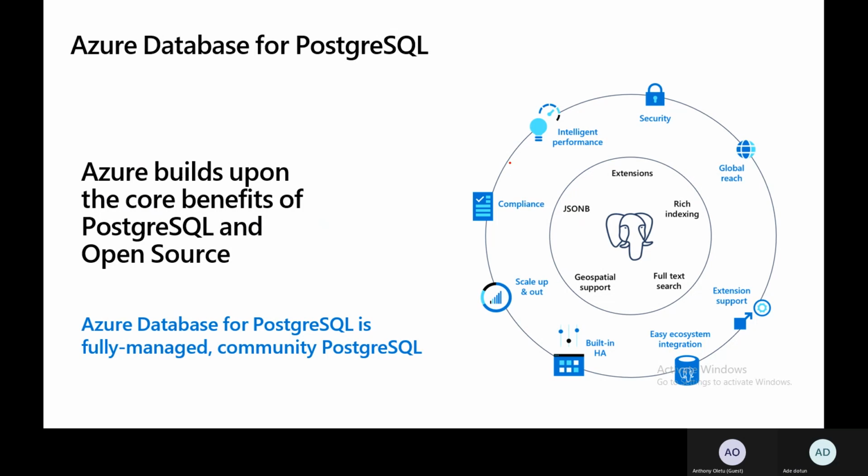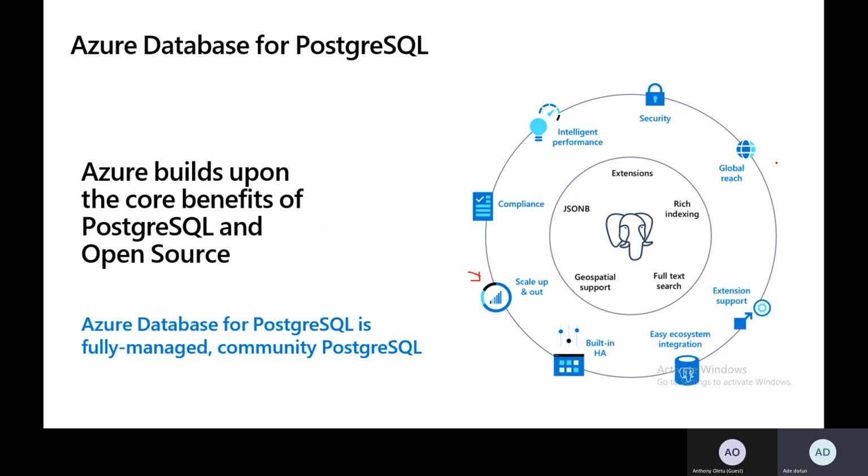Okay, so basically, Azure builds upon the core benefits of Postgre and open source. So it's still the same thing. Number one, you can scale out. You can scale in. Azure for Postgre is fully managed community Postgre. Fully managed means that you don't need to deploy a Postgre server. All you need to do is sign up and create it. You understand? So these are other things it's offering: compliance, intelligent performance, security, global reach.